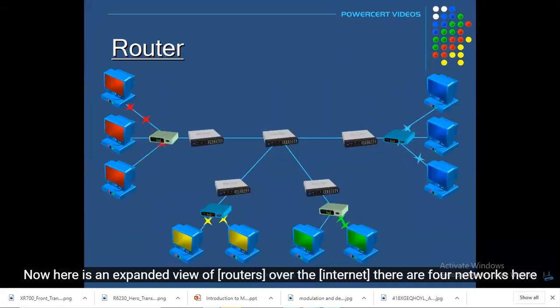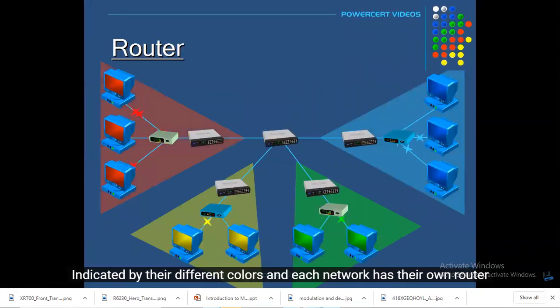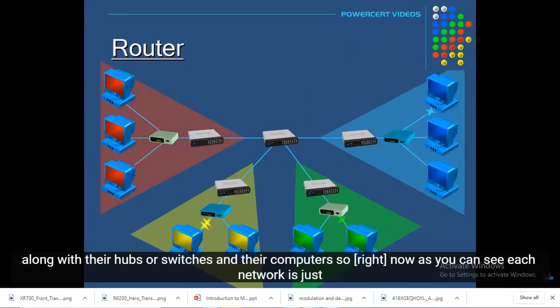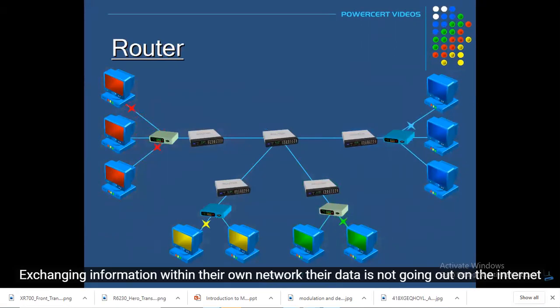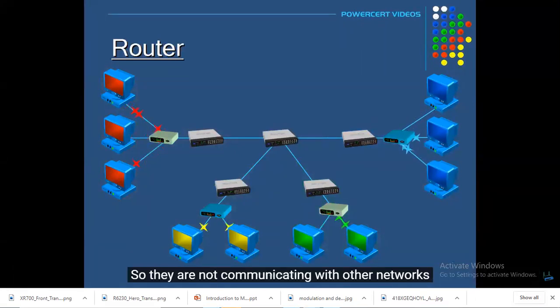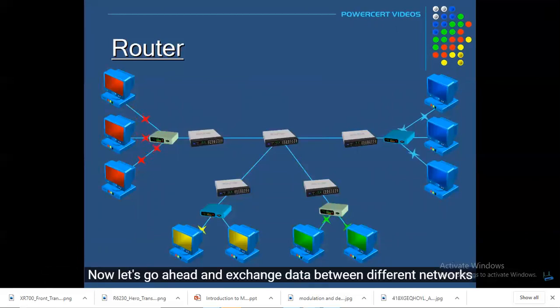Now here is an expanded view of routers over the internet. There are 4 networks here, indicated by their different colors, and each network has its own router, along with its hubs or switches and computers. Right now, as you can see, each network is just exchanging information within its own network. Their data is not going out on the internet, so they are not communicating with other networks. They are just exchanging data within their own network using their hub or switch.